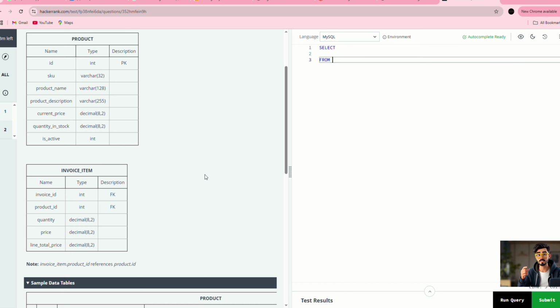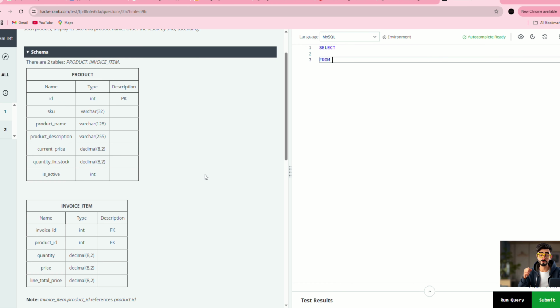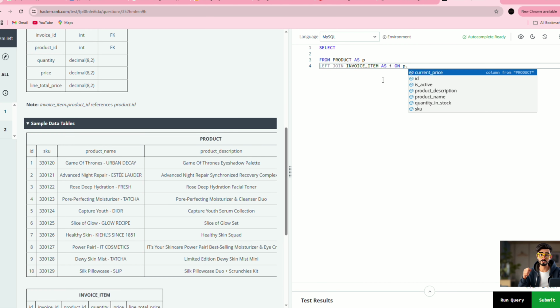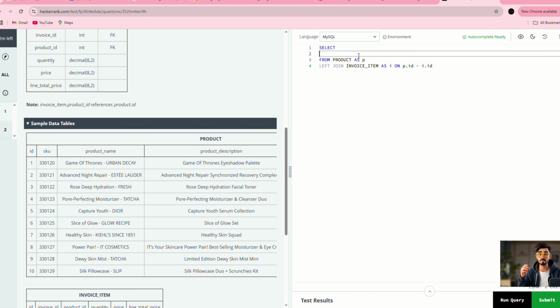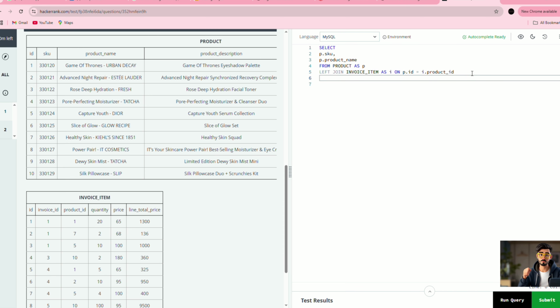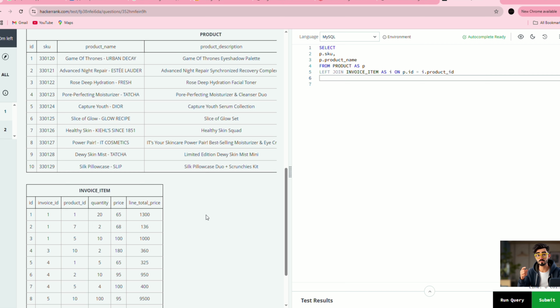So for its solution, I'll just connect both the tables, that's product and invoice, on the product ID. Let's keep a left join on there. Let's select the product ID and product name, and just a final condition where product ID is null.